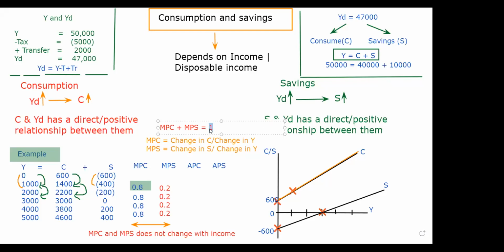If your income increases by 1 rupee, MPC means the amount your consumption will increase by. So if your income increases by 1 rupee, your consumption is increasing by 0.8. That means, let's say 80 cents, right? So if your consumption is increasing by 80 cents, the other portion is your savings. So automatically, your savings has to increase by 20 cents. So if your consumption is increasing by 70 cents, that means the remaining 30 cents is going into savings. So remember, always MPC and MPS are equal to 1.